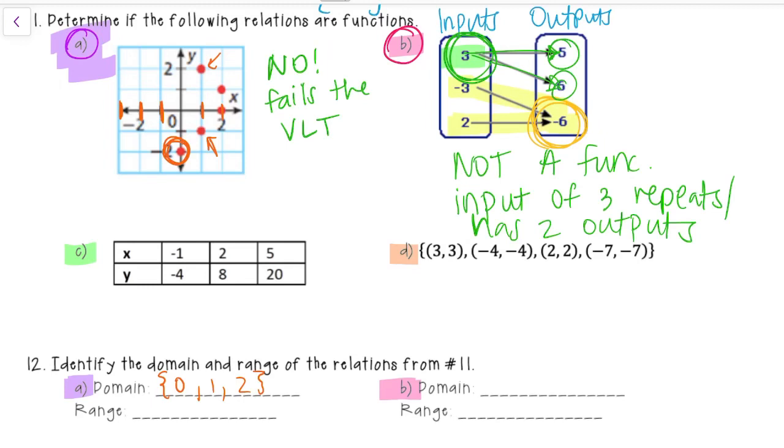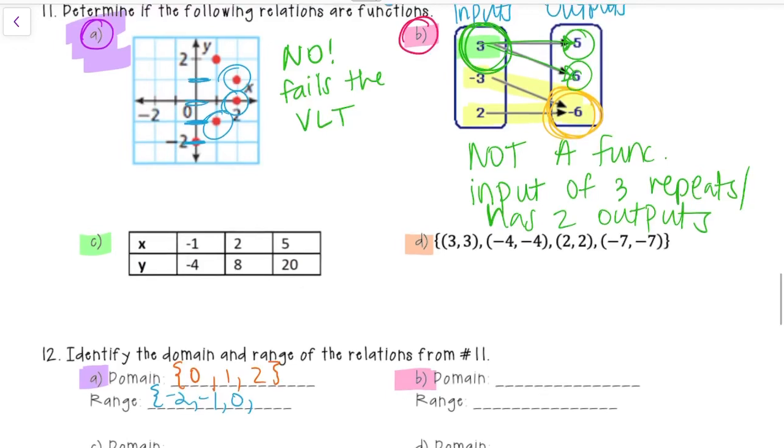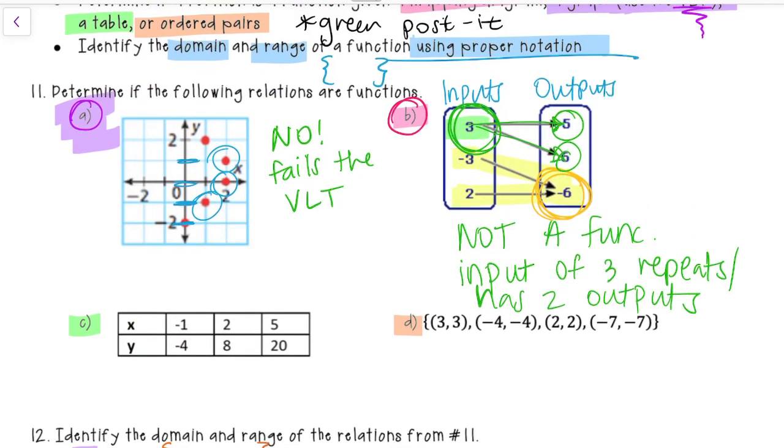All of our outputs, those are going to make up our range. Those are all the y coordinates that were in our graph. So the lowest y coordinate we have is down there at -2. And then we have an output of -1. We have an output of 0. We have an output of +1. And we have an output of +2.